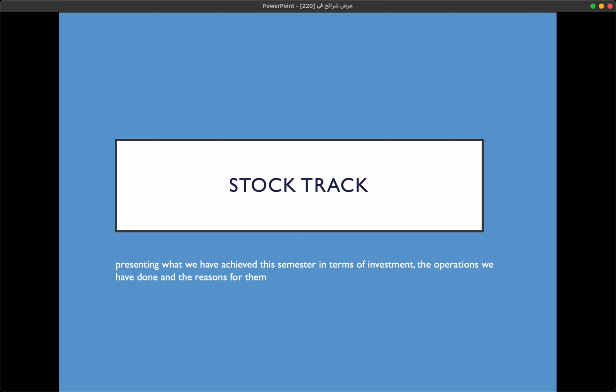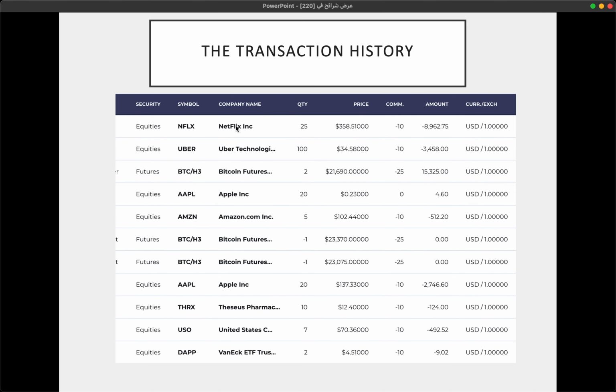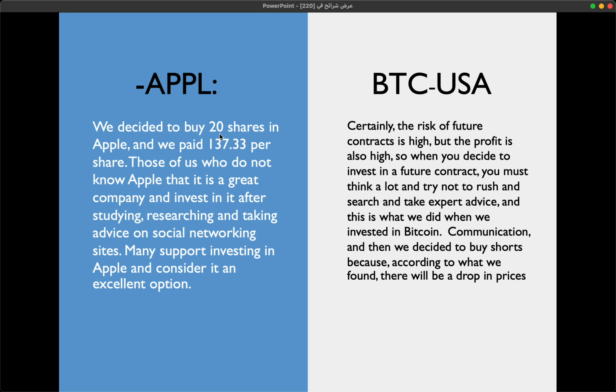Now we will present what we achieved this semester and the operations we have done and the reasons for them. This is the transaction history. As we all see, it shows the quantity that we traded, the price per share, the commission, and the amount we have paid. We decided to buy 20 shares of Apple, and we paid 137 per share.